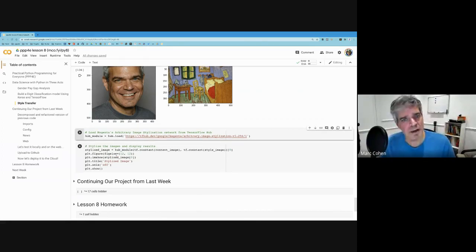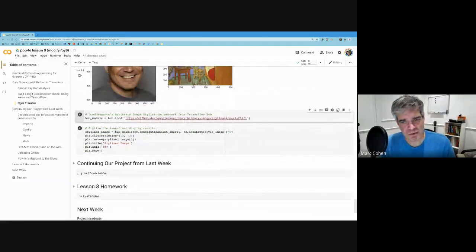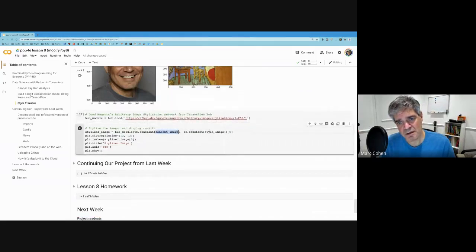Run this next cell. Let's look at what it's doing. Hub module is applying the model to two inputs. The content image is right here, and the style image is right there. So this is like taking those two images and inputting them into the model. The result is right here, stylized image. It's just another image. And we show it using Matplotlib, put a title on it, and display it. So let's try that.